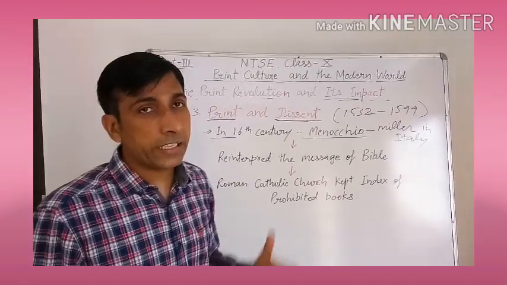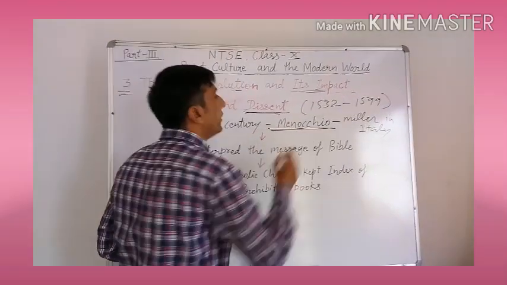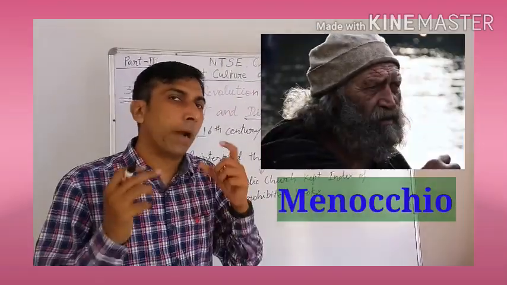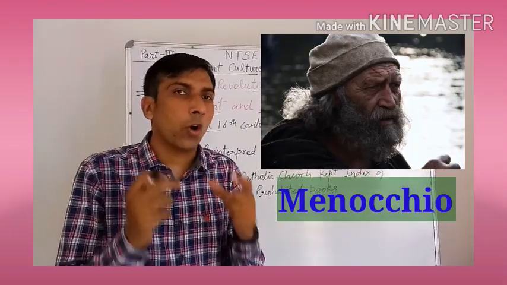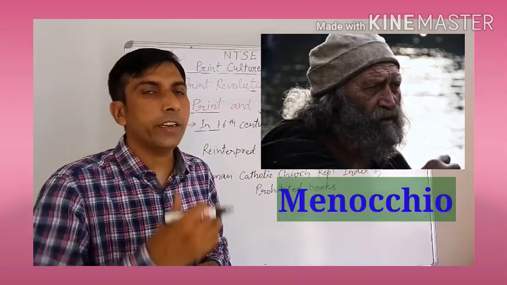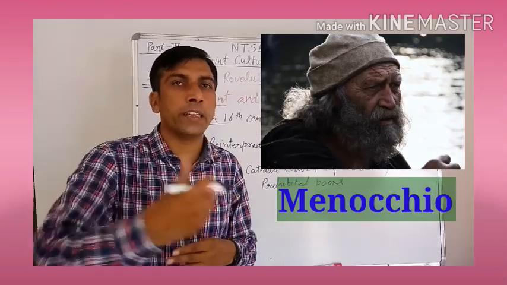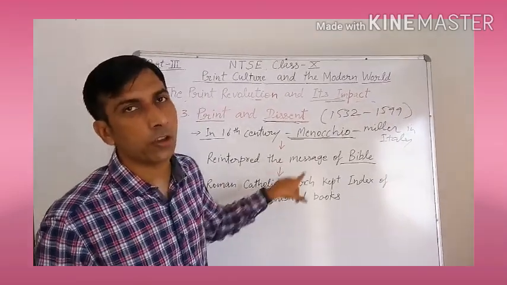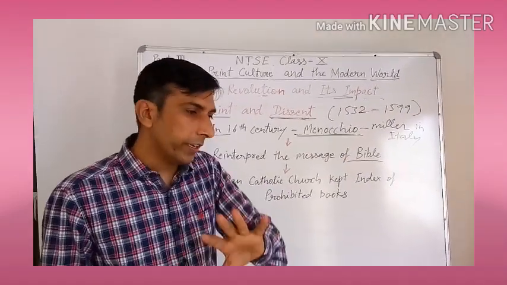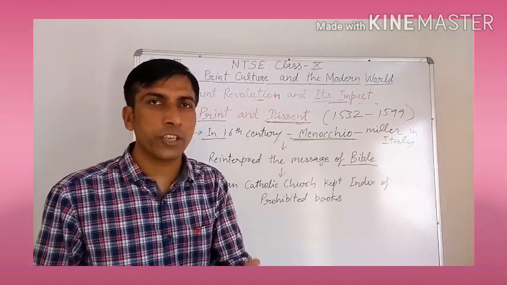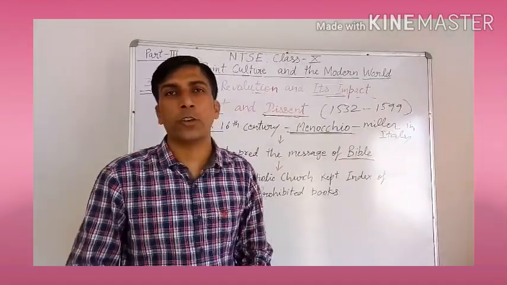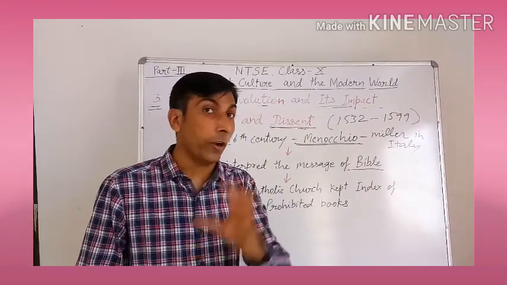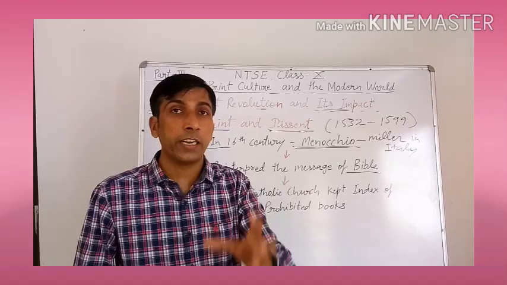What did he do? In the 16th century, he started to read books, and after that he read the Bible, and he reinterpreted the ideas of God and creation. He gave new ideas about God and creation against the explanation of the Bible. It means he reinterpreted the message of the Bible. Understand? So he gave new ideas about God and creation. This enraged the Roman Catholic Church, which became annoyed and angry with the ideas of Manocchio.